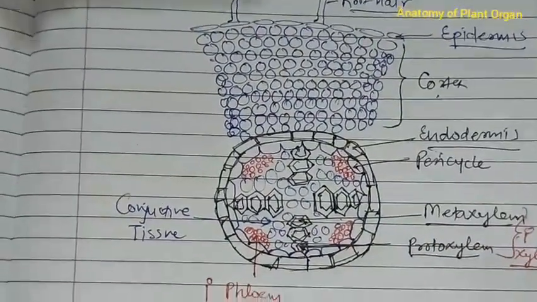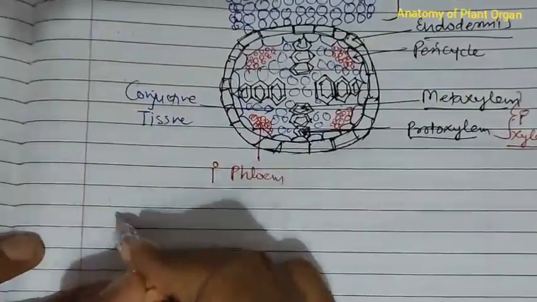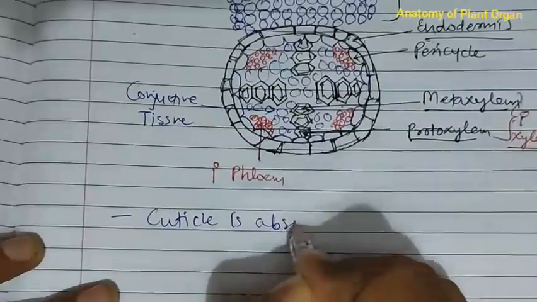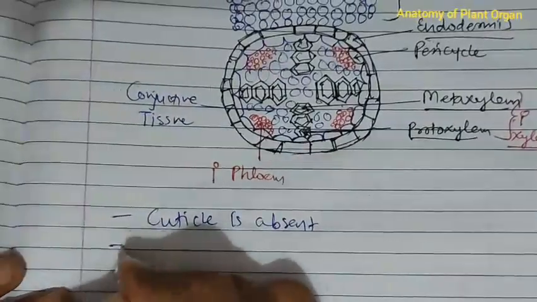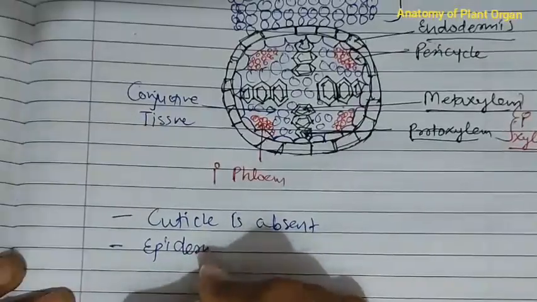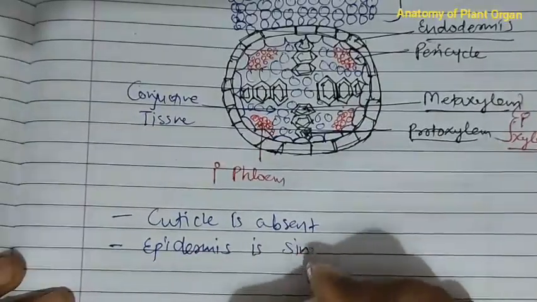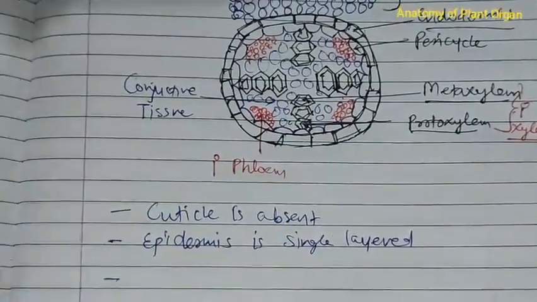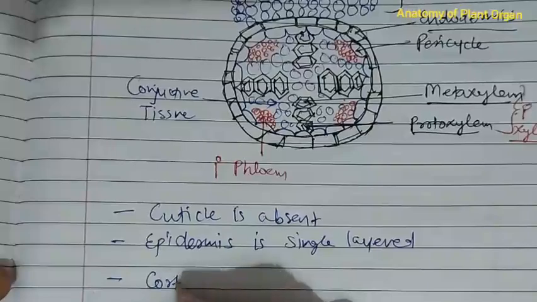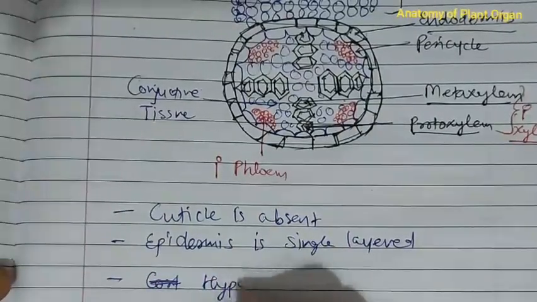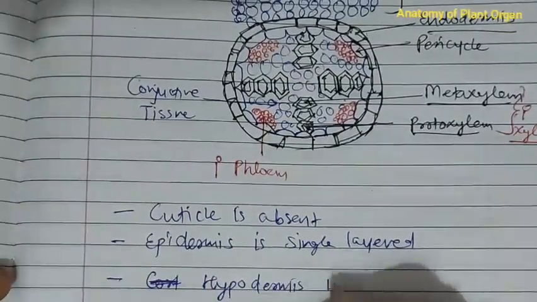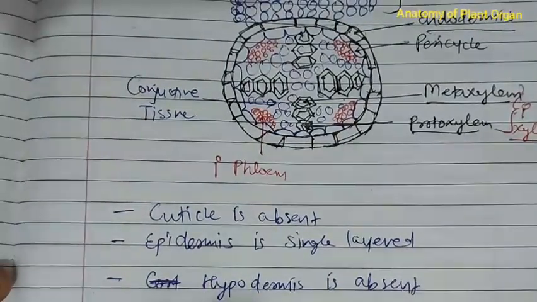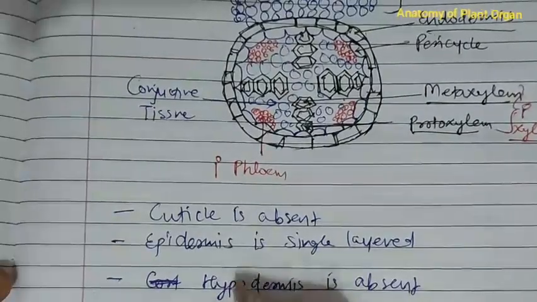So if we understand this and we write the points regarding the dicot root, then here cuticle is absent because these are the root. Epidermis is single layered. Next to that we find a cortex. Hypodermis is absent, which is found in case of the stem. Inner to hypodermis, cortex is there.